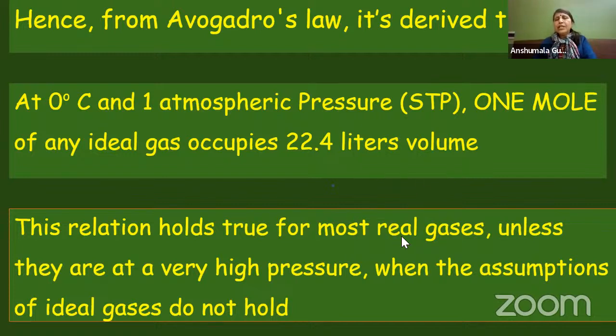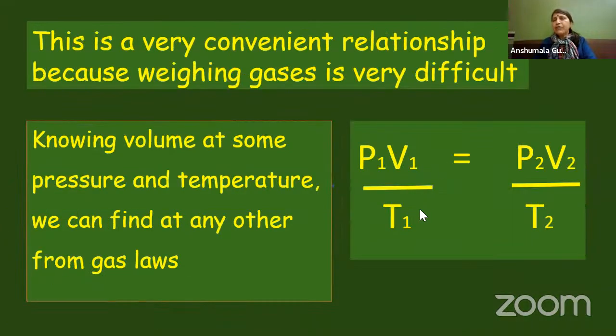Unless they are at very high pressure, we calculate volumes at 0 degrees centigrade and 1 atmospheric pressure, and then using the ideal gas relation P1 V1 upon T1 equal to P2 V2 over T2, you can find the volume at another temperature. If you have the volume at 0 degrees, then you can calculate it at any temperature, suppose 30 degrees or 40 degrees, any temperature that you have in your room.